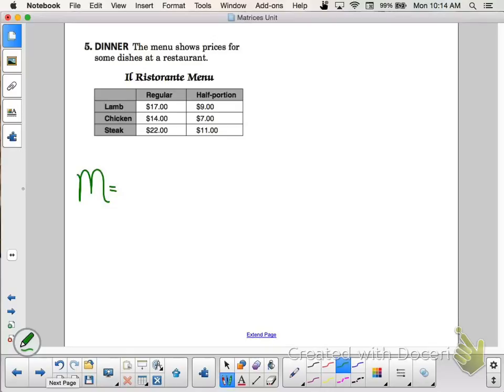All right, I'm going to call the matrix M, just because I'm picking a random letter. Sarah, what does your matrix look like? Okay, it's 3 by 2. 3 by 2? And it's 17, 14, 22, and then 9, 7, 11.